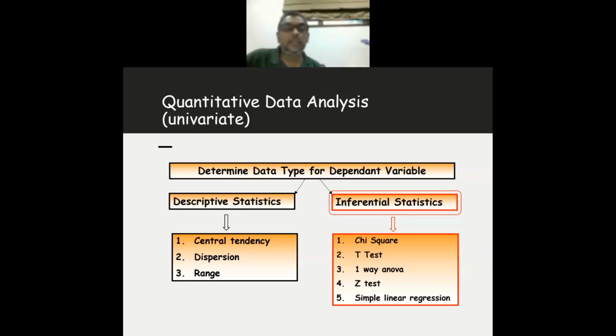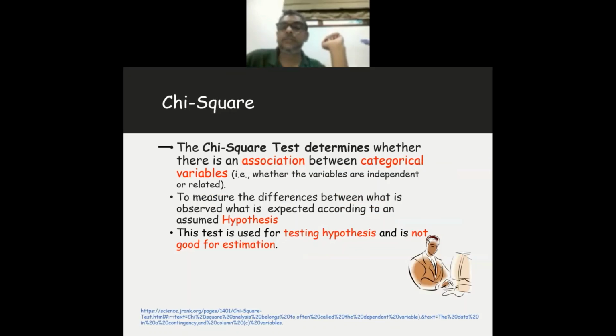Chi-square, t-test, one-way ANOVA, this is all depending on the type of research you are doing. Chi-square determines whether there is an association between categorical variables, to measure the difference between what is observed and what is expected. Okay? So the important point here is we do chi-square if our data are independent, are categorical. Then there is a need for doing chi-square. Why do we do this test? Because we want to find support for our hypothesis.